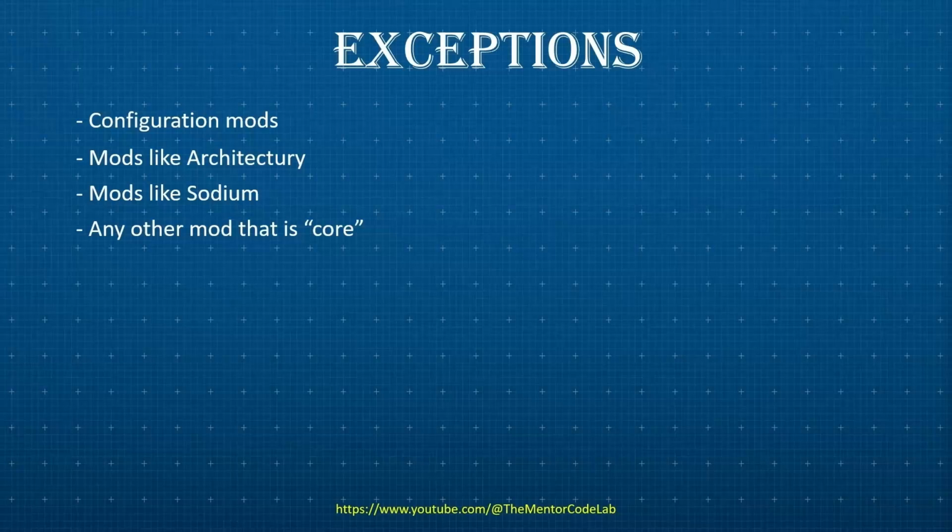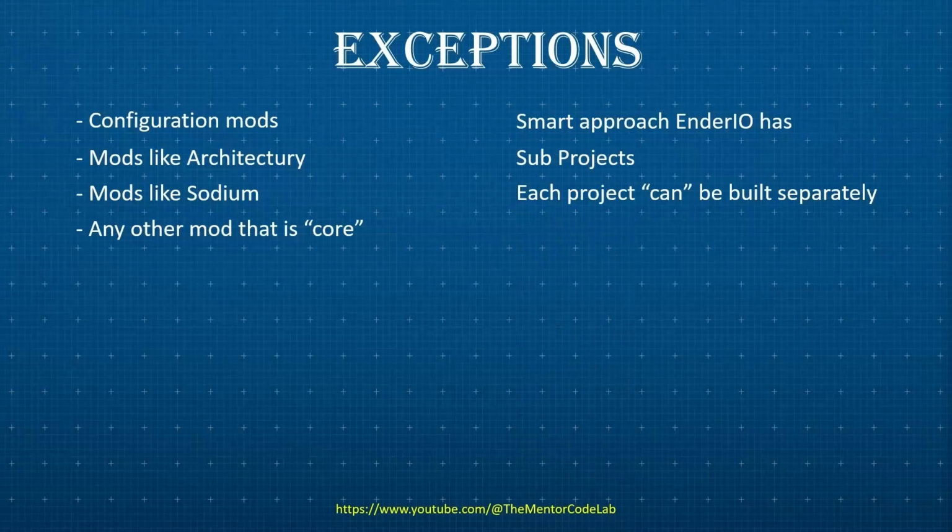Now, here is a very special mod that is practicing modular development in a smart way. Smart approach of Ender IO has sub-projects. Now, here's the thing. Each project can be built separately. On the other hand, the developers can build the whole thing as a single mod. Why did they do this? They didn't do it to have easier time on maintenance or development or publishing.